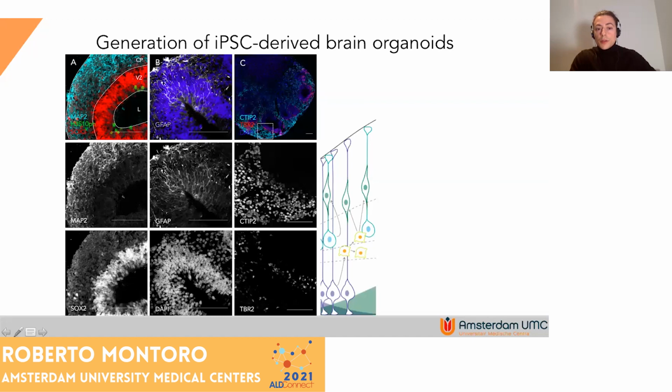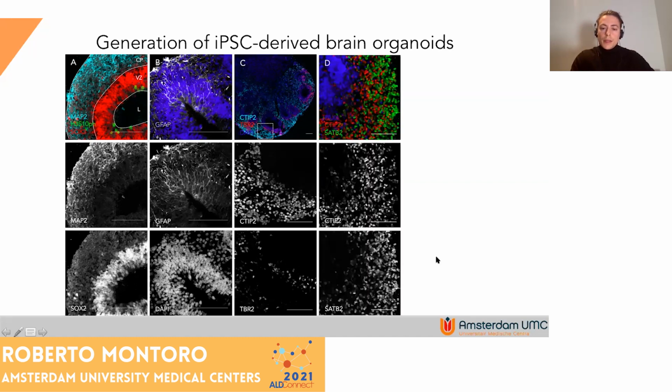Then if we keep them longer in culture, these progenitors make the neurons. In this case, they are CTIP2 positive, and that means that their identity is of a deep layer of the cortical plate. And there is also presence of TBR2 intermediate progenitors. If we keep them even longer in culture, what we also obtain is not just the deeper layer of CTIP2 positive neurons, but also the upper layer of neurons, in this case labeled by SATB2. So this means that we get inside-out formation, as happens during in vivo development.